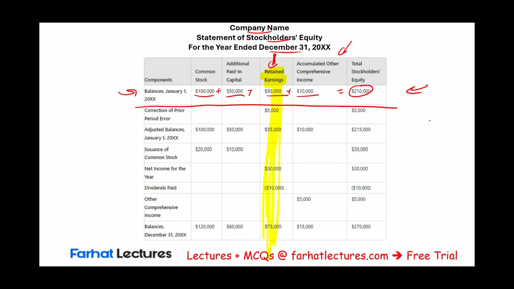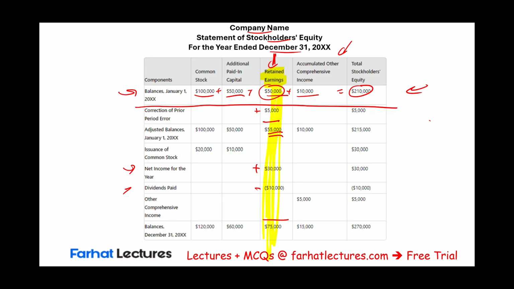Let's go over it first, because we already did cover it. Beginning 50,000 plus the correction. This is the adjusted balance, plus net income minus dividend. So plus net income minus dividend equals 75,000. We're going to do the same thing with each column.